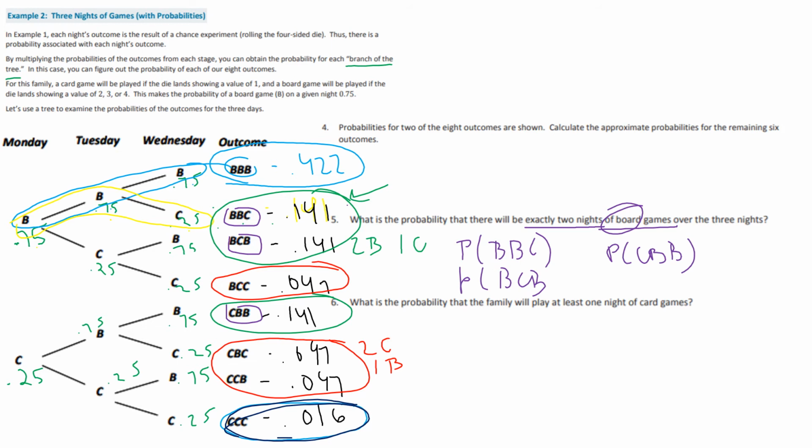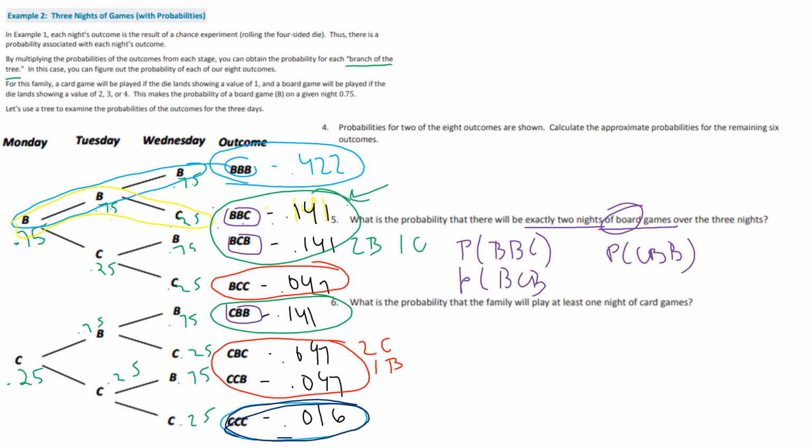What is the probability that there are exactly 2 nights of board games over the 3 nights? We have been multiplying probability previously, but when we were multiplying, that was kind of like when our events are happening back to back, right? So Monday, then Tuesday, then Wednesday. We're multiplying those together. This is not asking for back-to-back events, right?